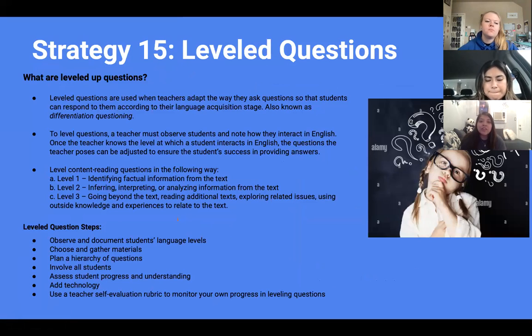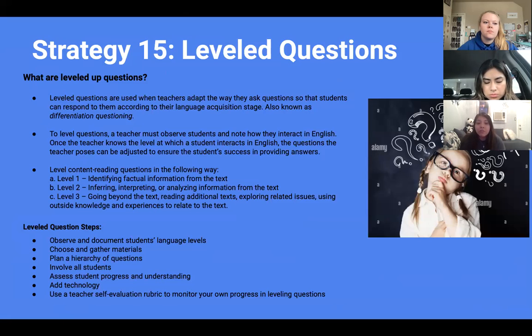Now for strategy 15, which is leveled questions. So what are leveled questions? They are used when teachers adapt the way that they ask questions to the students, so the students can respond according to their language acquisition stage. For leveled questions, a teacher must observe students and know how they interact in English. Once the teacher knows the level at which students interact in English, the questions the teacher poses can be adjusted to ensure the student's success in providing answers.